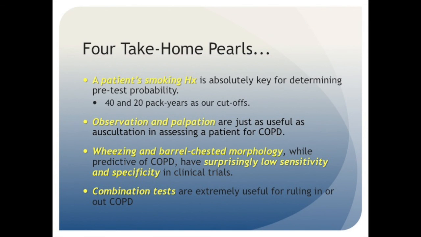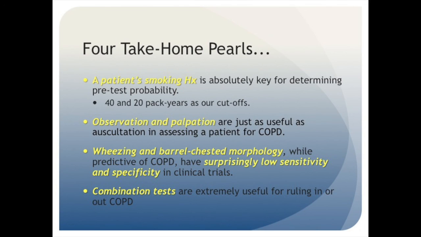So in conclusion, let's review 4 take-home pearls from this video. The first is that a patient's smoking history is absolutely key for determining their pretest probability, with 40 and 20 pack years as cutoffs for many of the studies that have been used to back this up. Second, observation and palpation of things like Hoover's sign, maximum laryngeal height, etc. are just as useful as auscultation in assessing a patient for COPD.